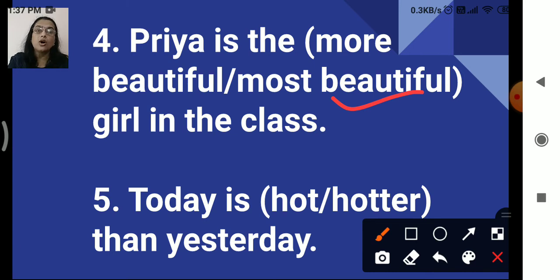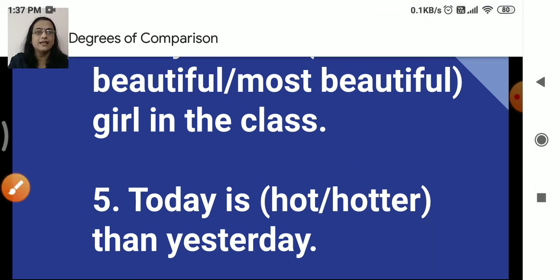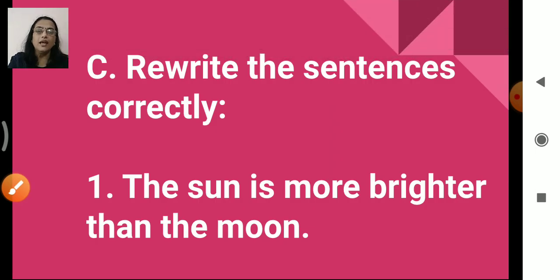Today is hot or hotter than yesterday. So how many days are compared here? Two. So what will be the answer? Hotter than. Right? Today is hotter than yesterday. Now the next exercise. Rewrite the sentences correctly.